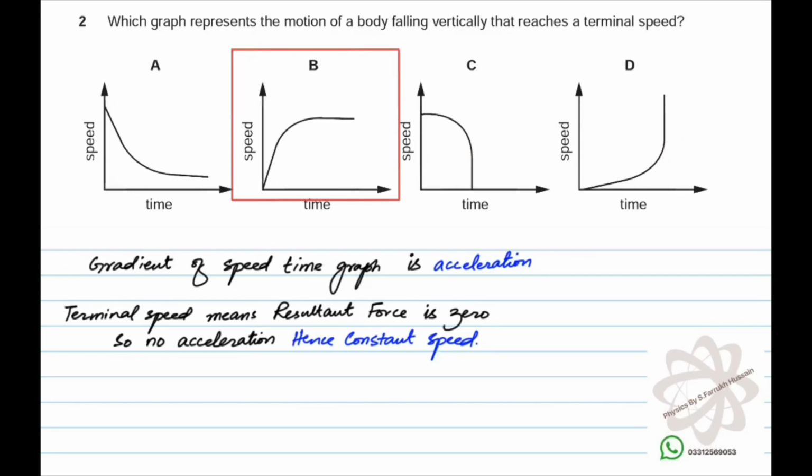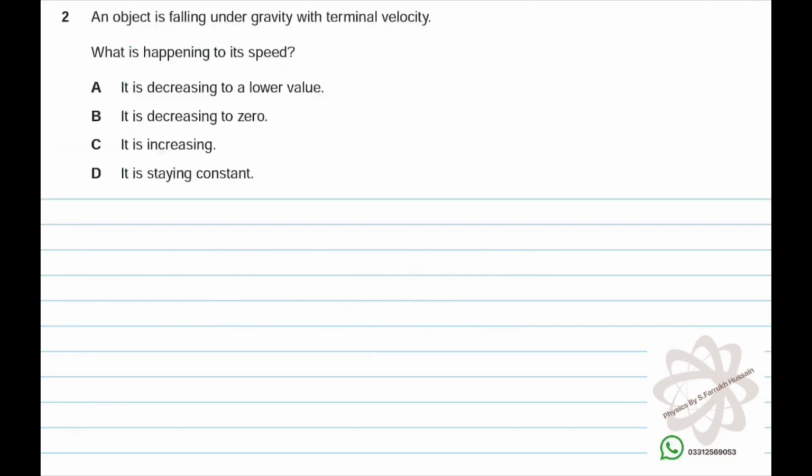Now moving on to the next question. In this question, an object is falling under gravity with terminal velocity. Terminal speed or terminal velocity can be called the same physical quantities, physical variables.